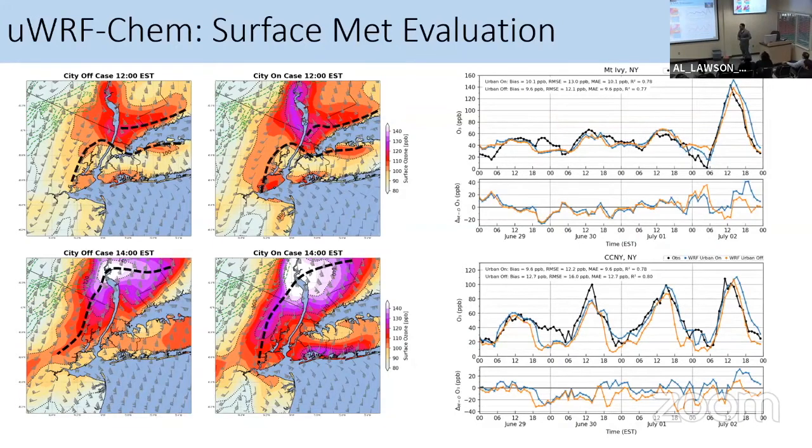And so modeling ozone with the city, and this is at 4 kilometers, is very hard. There is a lot of work that still needs to be done, but I feel like there are promising results. And here I have a time series plot at Mount Ivy, New York, which is close to the peak over the Hudson River Valley, on the top. And then CCNY is right in the middle of the city.